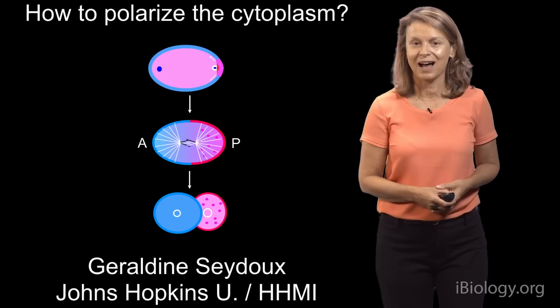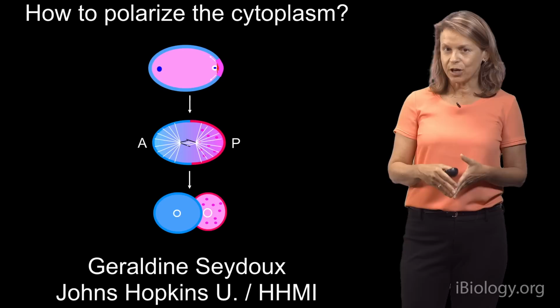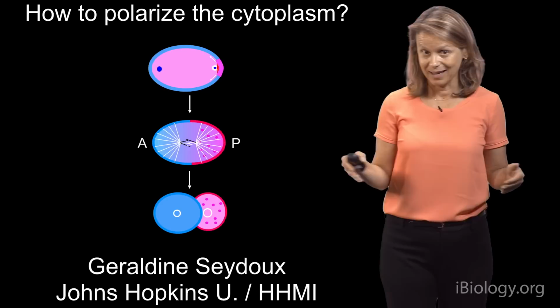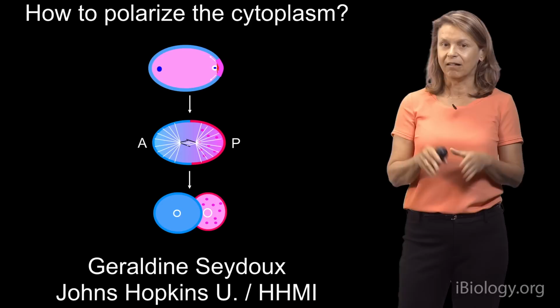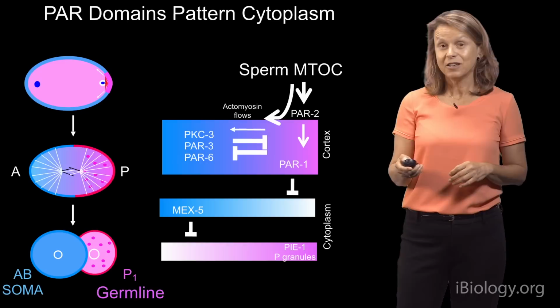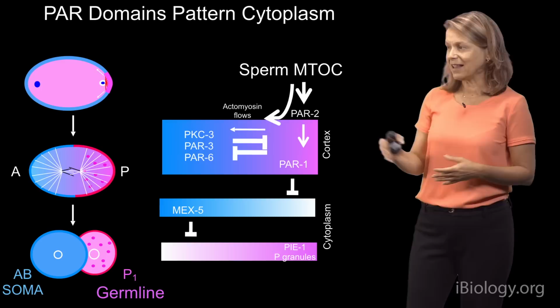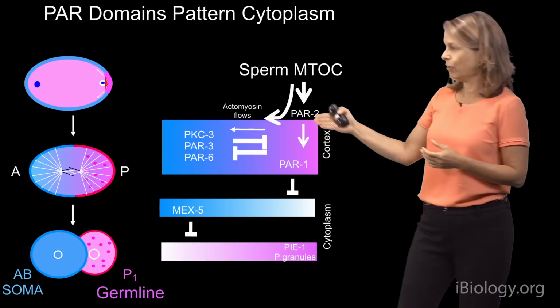And this is the second part of my presentation on how embryos elaborate body axes and how the single cell zygote becomes polarized. So in this second part, I'm going to focus on how the cytoplasm of the zygote becomes polarized. So in the first part, I described how the sperm in Caenorhabditis elegans polarizes the PAR proteins at the membrane of the one-cell embryo.